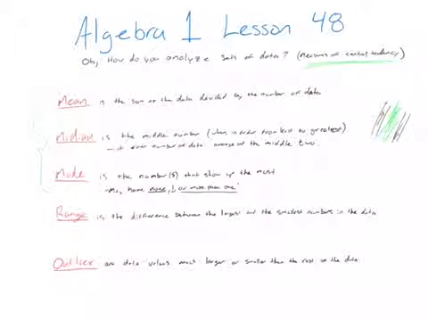So let's see if we can use these things that we hopefully remember or have seen before as we look at some data. This one says find the mean, median, and mode of the values in the data set. Round to the nearest whole number. The first thing I want to do is the mean.